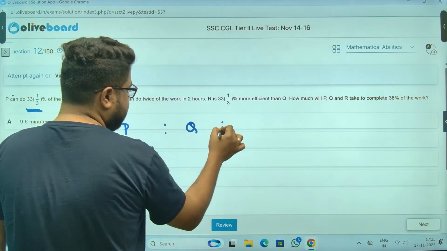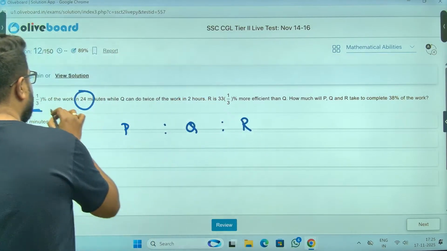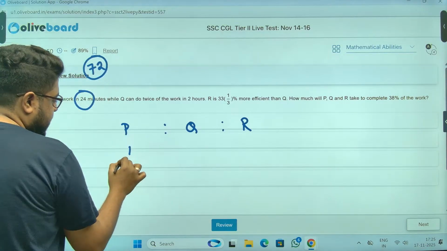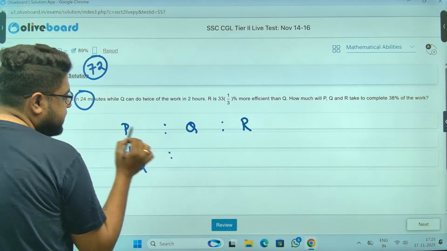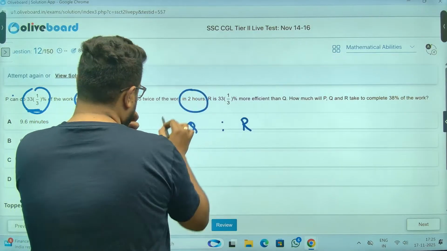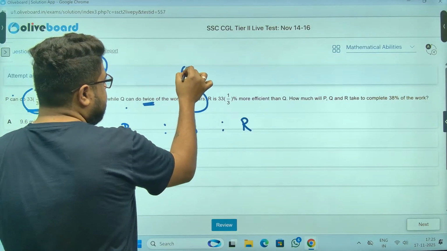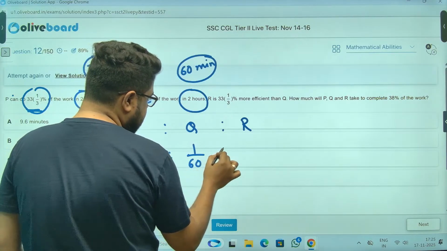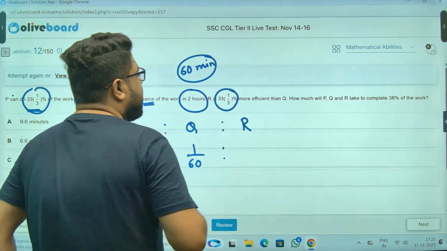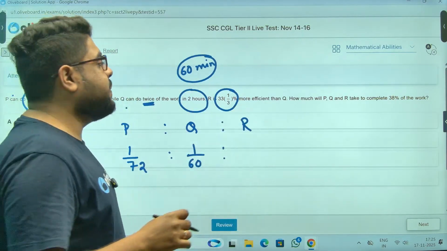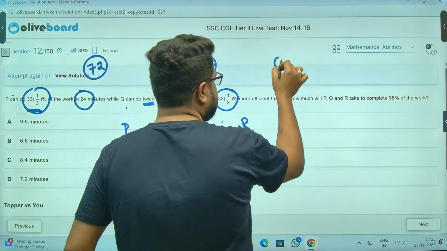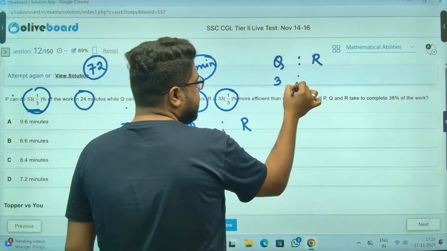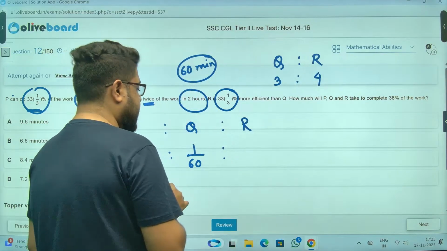PQ and there is another person R. Chalo. Efficiency ratio 1/3 in 24 minutes, meaning total work in 72 minutes. So efficiency is 1 by 72. Q can do it in 2 hours, twice the work, meaning the whole work in 1 hour, meaning 60 minutes. So 1 by 60. R is 33 whole 1 by 3% more efficient than Q. So meaning, sir, if Q's efficiency is 3, this is 1 more, meaning 4. Acha.